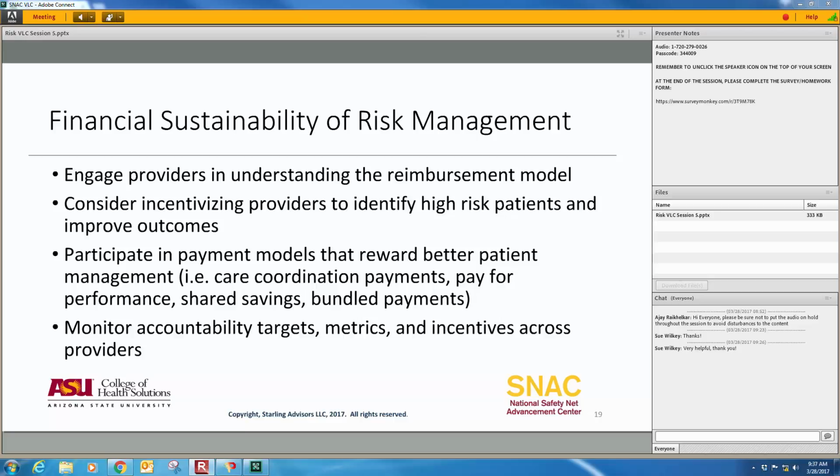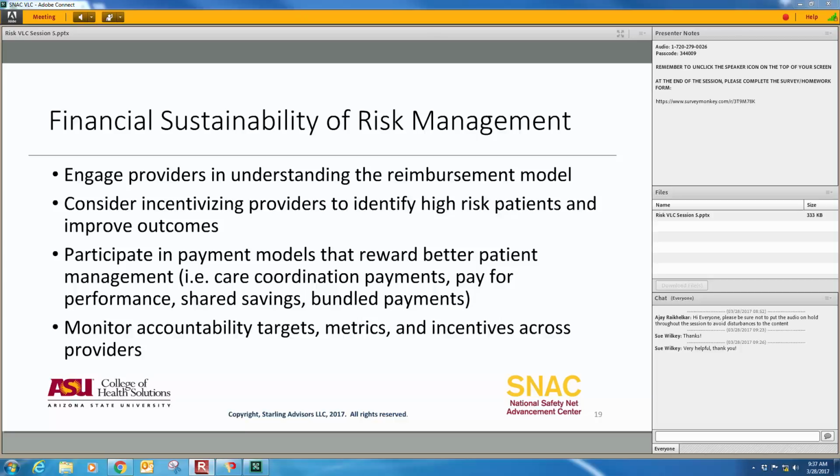You guys know this, that's why you're in here, but what we see is that more and more safety net organizations are really transitioning toward models of payment that reward better patient management. And so whether you're looking at the most fundamental payments around pay for performance or care coordination payments, all the way through shared savings and bundled payments, it's just becoming really the lifeblood of how we need to be operating. And so gradually testing out different models of payment that allow us to demonstrate over time our increased capacity for being able to better manage these populations is important.